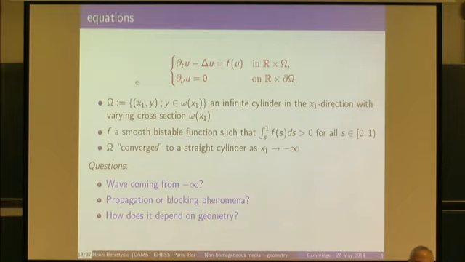So since there are no traveling waves here, can we nevertheless describe what we mean by a traveling wave, or generalized traveling wave, here coming from minus infinity? Again, we have a straight cylinder at minus infinity. Can we describe a wave? So that's the first question, coming from minus infinity.